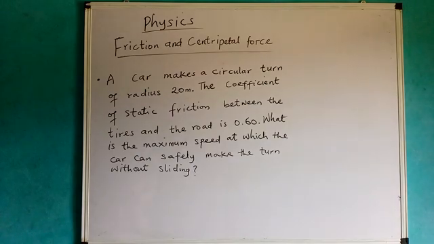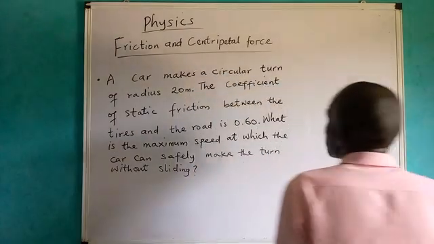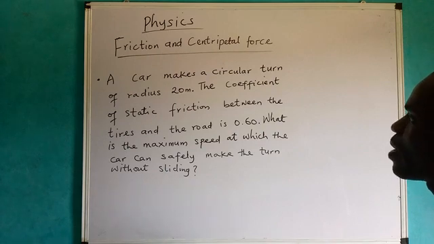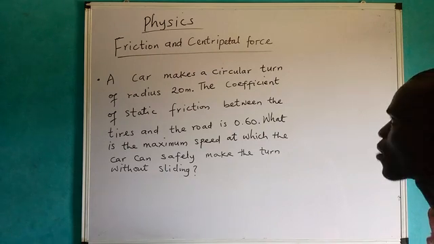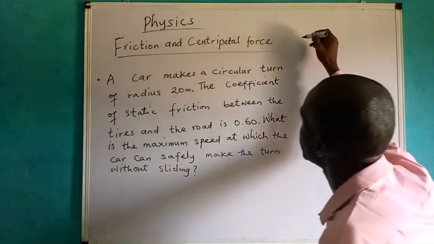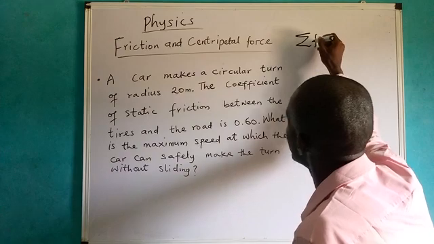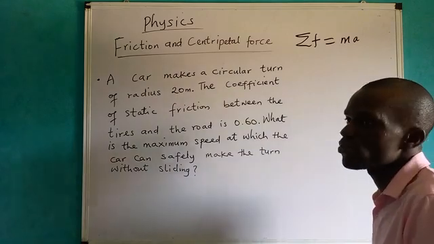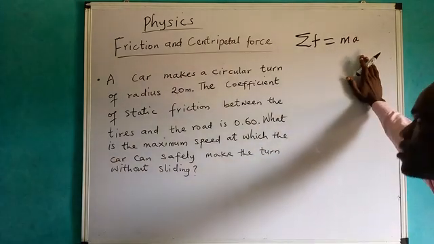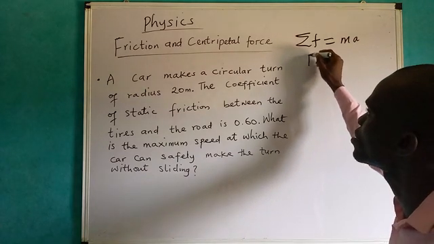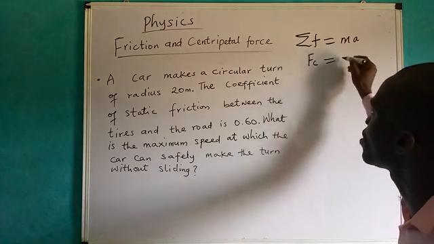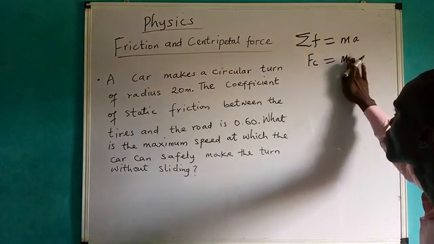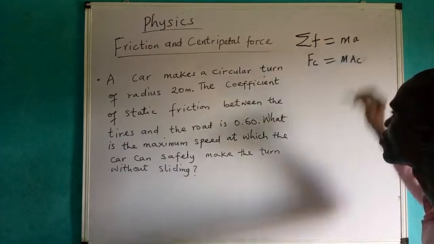Please don't forget, in my last discussion, we did something of this nature. Let me take your mind back to Newton's second law. According to Newton's second law, sigma F, that is the sum of the forces, is equal to ma. But for centripetal force, the acceleration becomes the centripetal acceleration. Please don't forget, it becomes the centripetal acceleration.